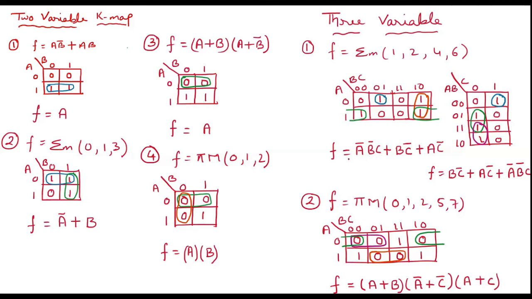So how to write the equation? F is equal to A complement B complement C. This is for this one. You can see A complement B complement C, because this is a single, so I am getting 3 letters. If it's a pair, I will get 2 letters. So that is the reason we should go for octet, quad or pair. Because if you go for more number of ones, then the letters, or the min terms, will be smaller.